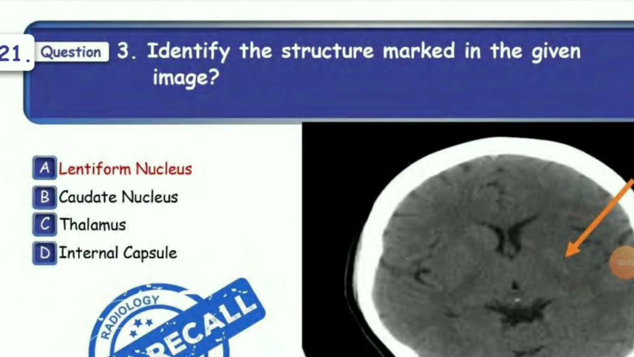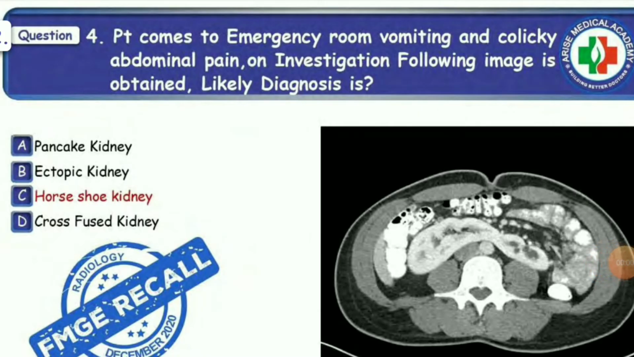Next question, identify the structure marked in the given image. The answer is lentiform nucleus. Next question, patient comes to emergency room with vomiting and colicky abdominal pain. On investigation, the following image is obtained. Likely diagnosis is horseshoe kidney.